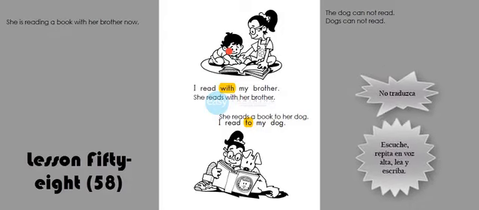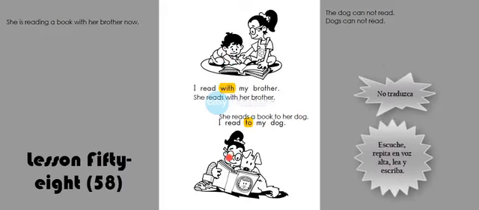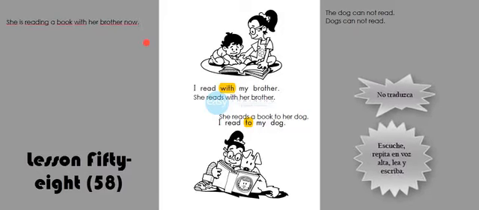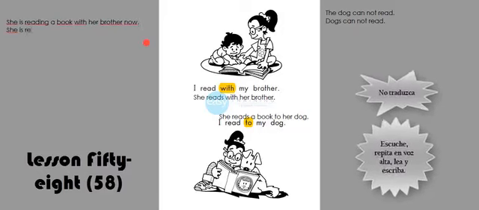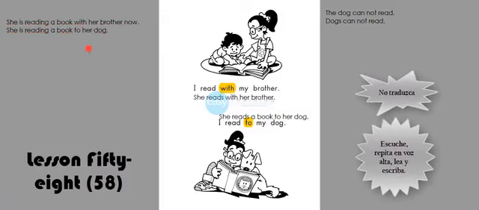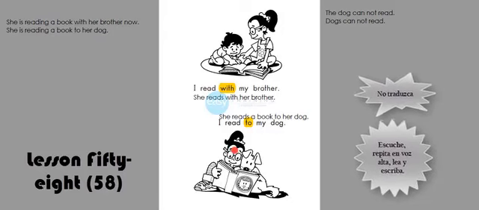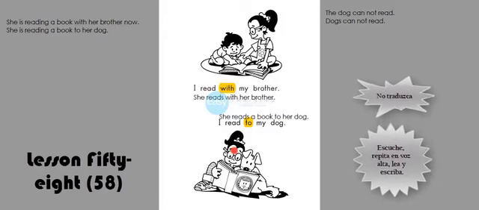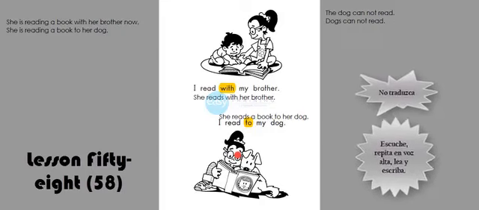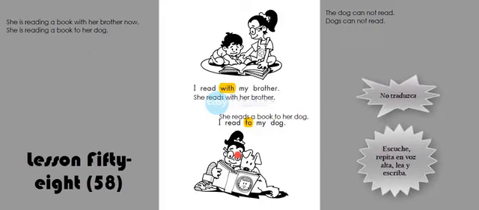Right? And here, I can also say that she is reading a book to her dog. She is reading a book to her dog now. Okay? Now, I would like us to move on to the activities.